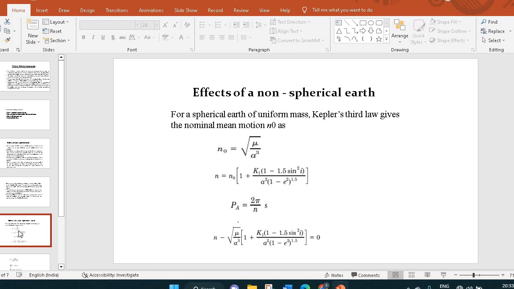For a spherical Earth of uniform mass, Kepler's third law gives a nominal mean motion n naught. So n naught is square root of mu divided by a cube, and n equals n naught into 1 plus k1 (1 minus 1.5 sine square i) divided by a square (1 minus e square) power 1.5, where P equals 2 pi by n seconds.